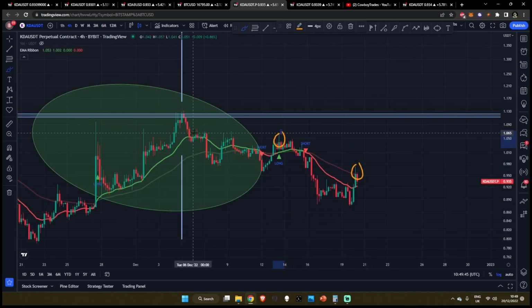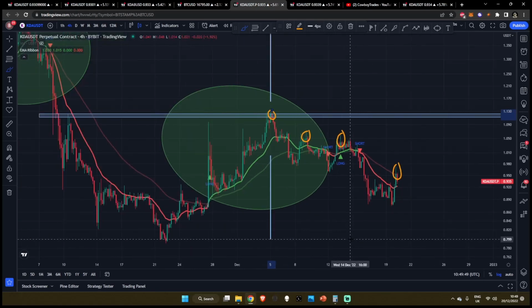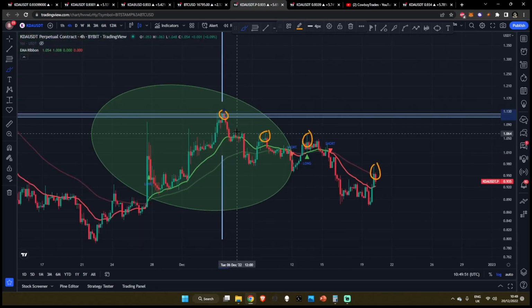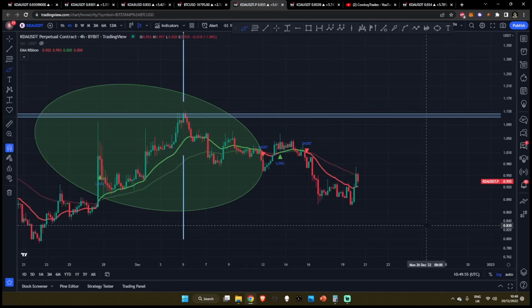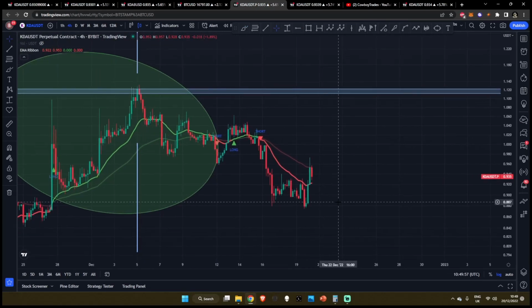We poked our head above here and broke down, and again here, and again here. And since then, the EMA ribbons have started to flip bearish. So there's a lot of technicals saying that we should be continuing to break to the downside.